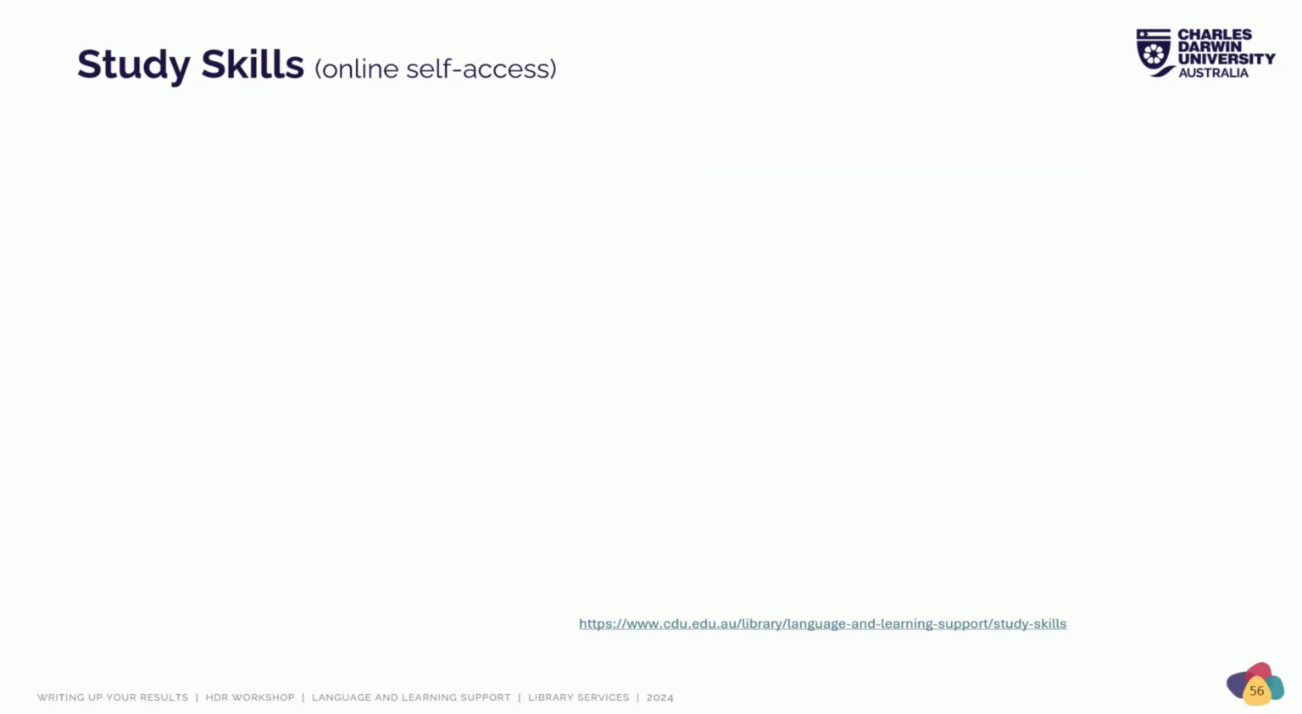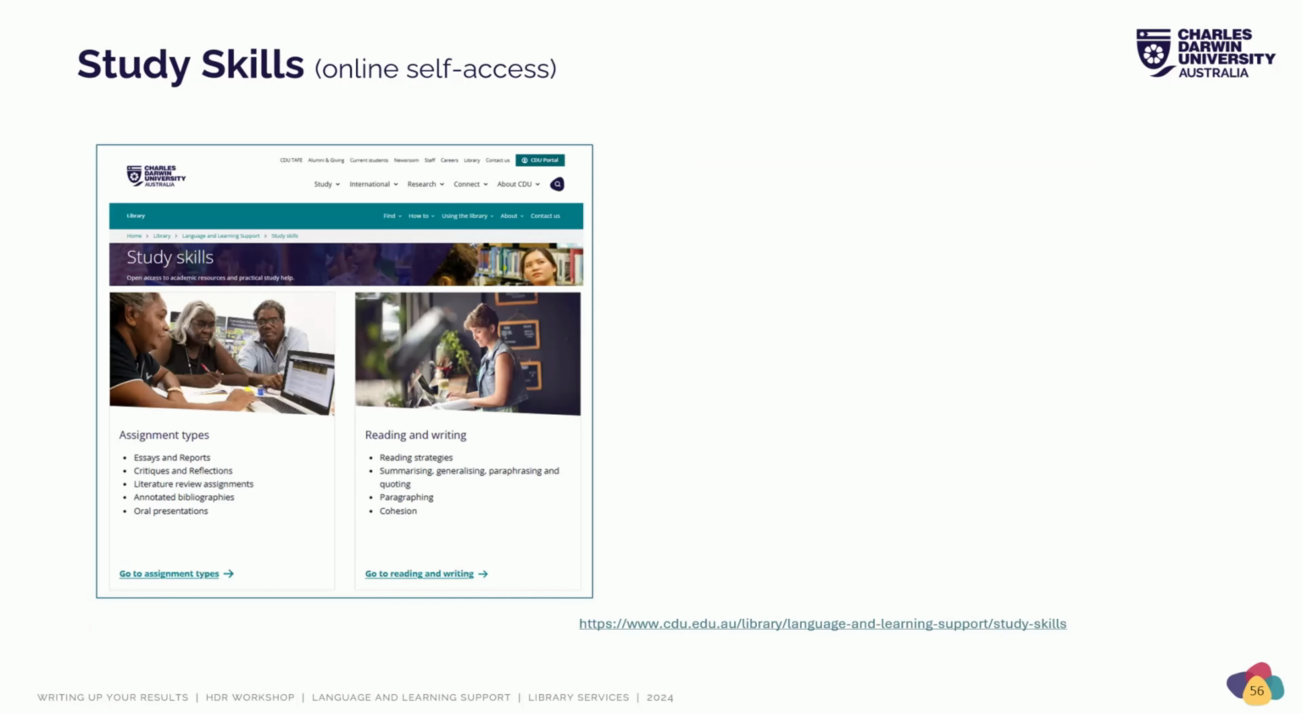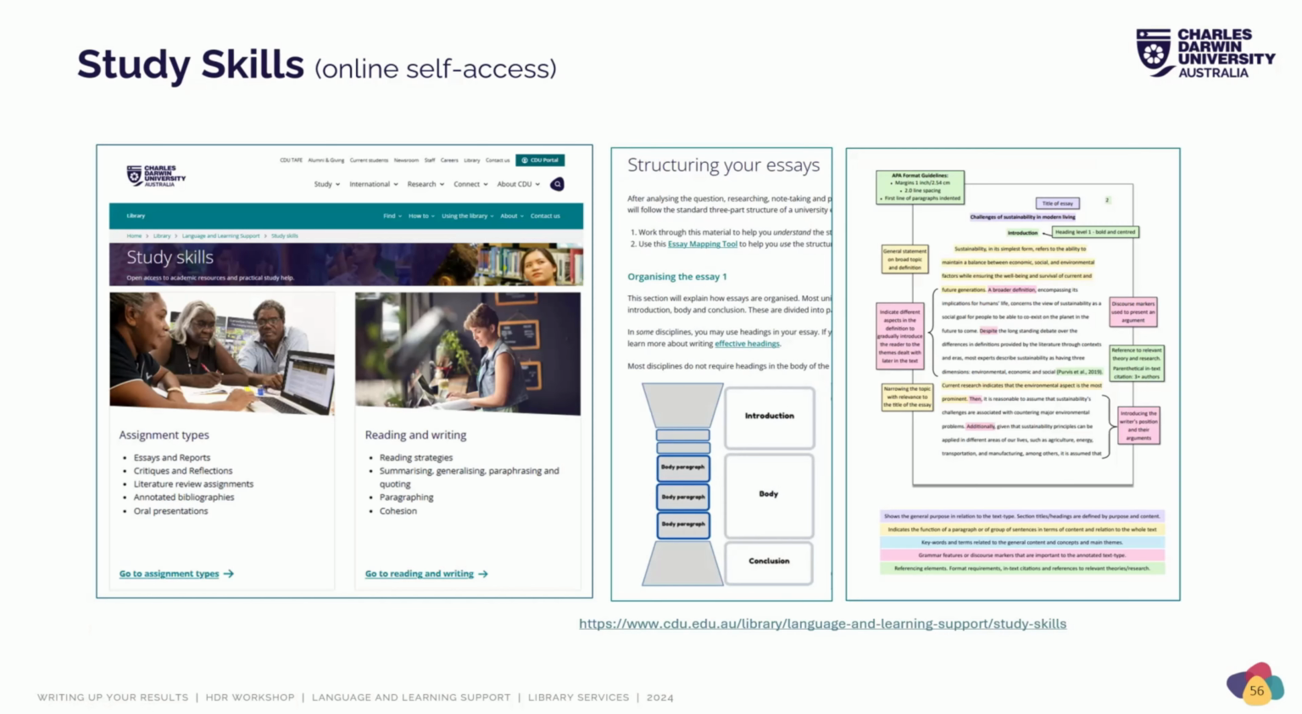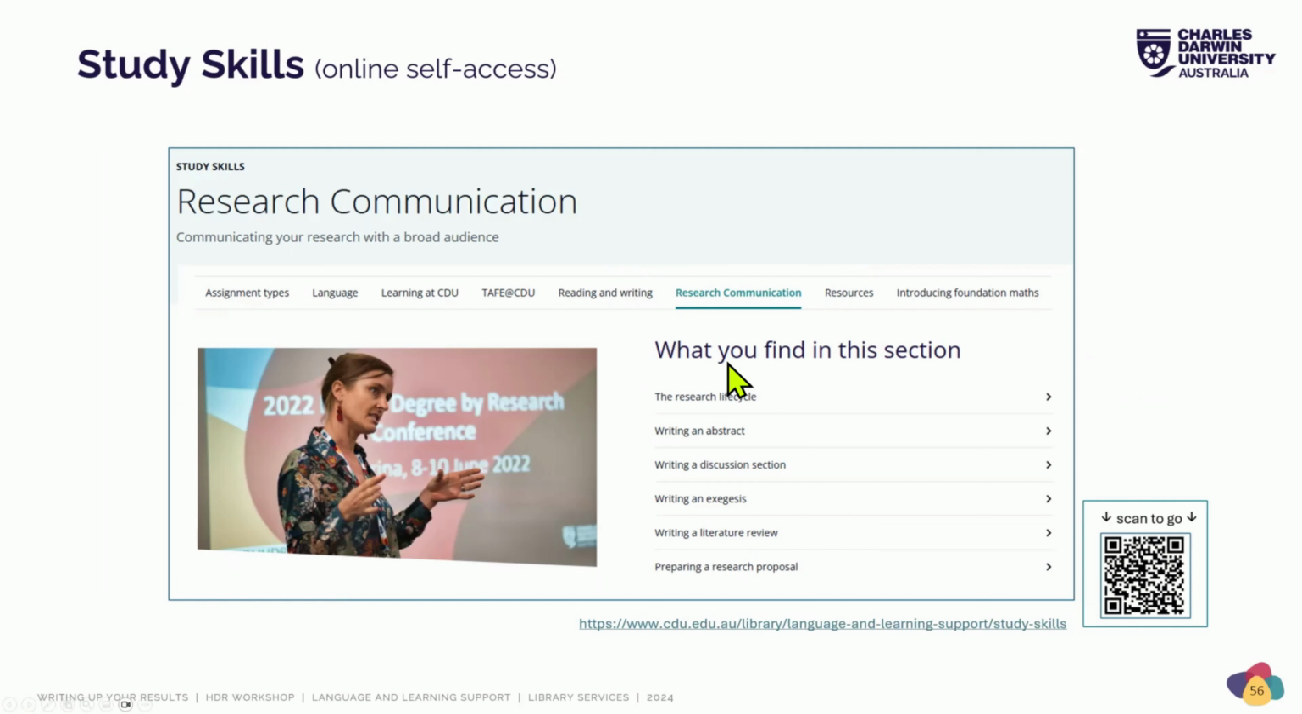We have an extensive online self-access center that we call Study Skills. You can learn about all of the different assignment types. You can see model answers that are annotated and cover a whole range of study skills related to academic writing and oral presentations. We've got a section devoted specifically to research communication. This is more tailored to HDR students.